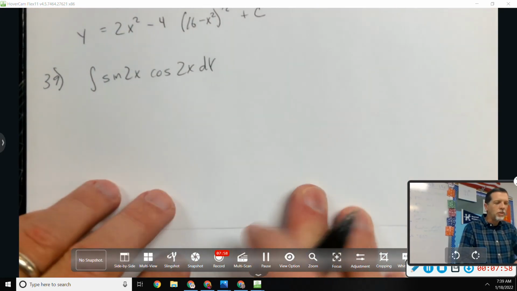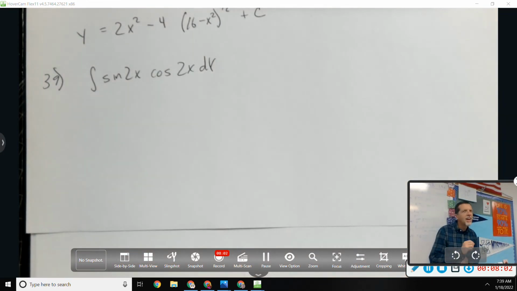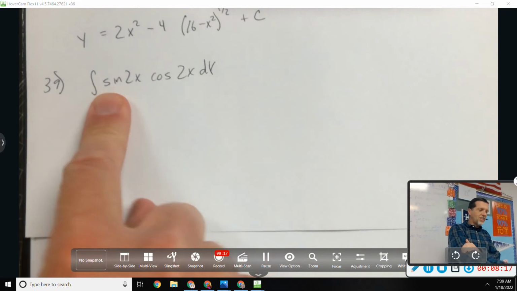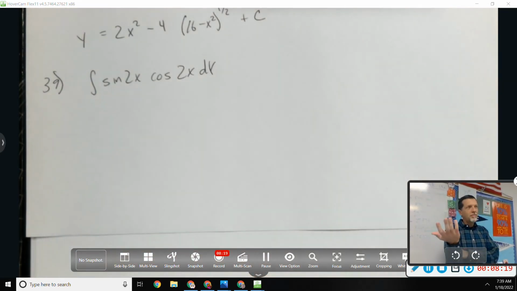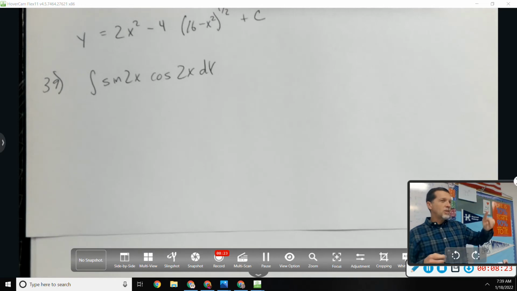Well, do you know why 39 is interesting? What's that? It could go either way. That's exactly right. Because if you pick u to be sine, the derivative of sine is cosine. So that's there. If you pick u to be cosine, the derivative of cosine is sine. So you can do it either way. Although, yeah, you're right. If you pick u to be cosine, du is negative sine.